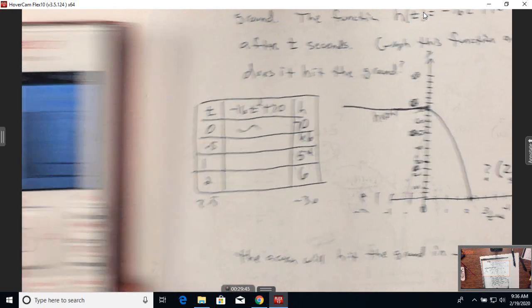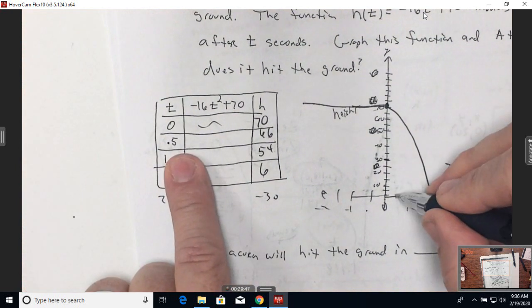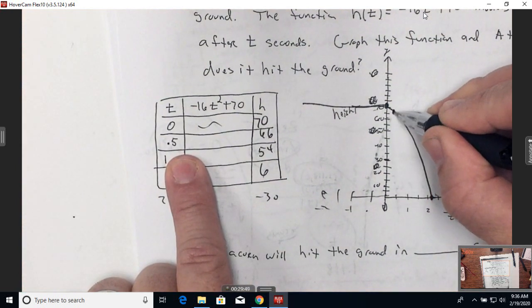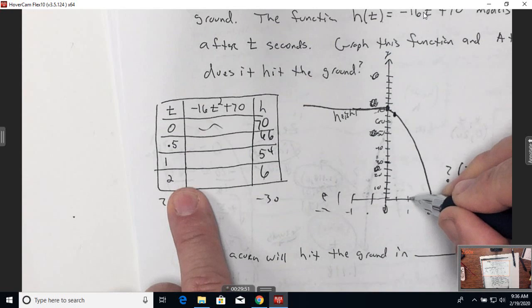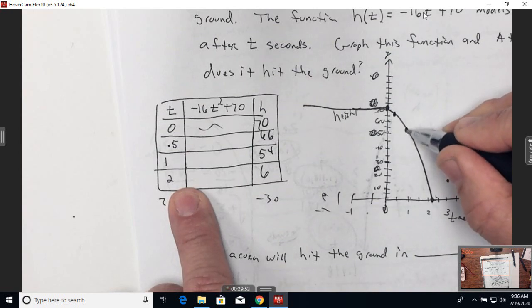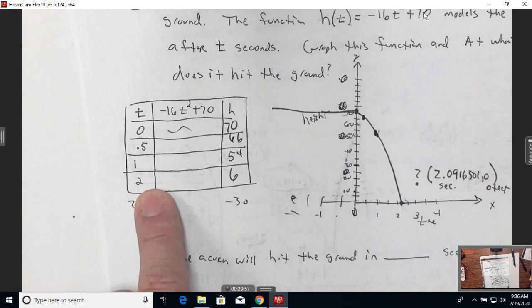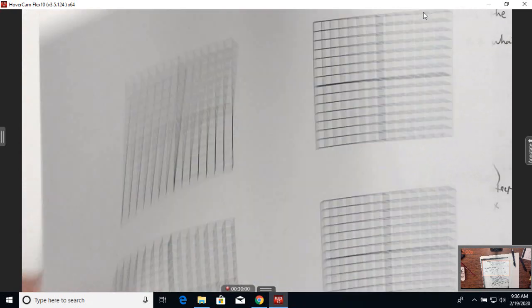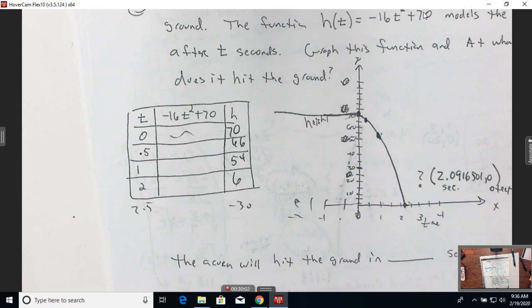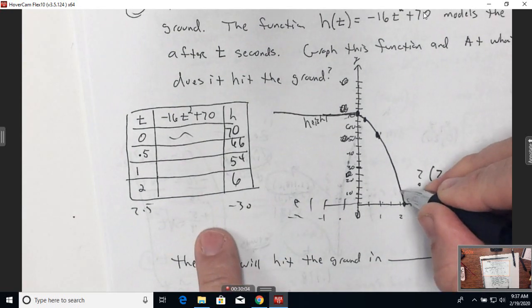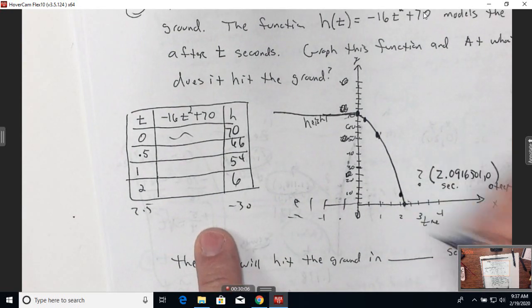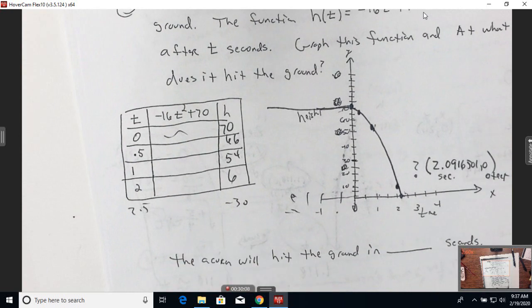Okay? And then we could plot those points. If I was at a 0.5, I should be at a 66 somewhere. Right? If I was at a 1, I should be at a 54 if I did this right. So it's not a very pretty picture because my scale's not perfect like graph paper is. If I used graph paper, it'd be more accurate. And then if I'm at a 2, I'm at a 6. Right? So once again, it's not perfect because I'm not using graph paper. But I get the idea.